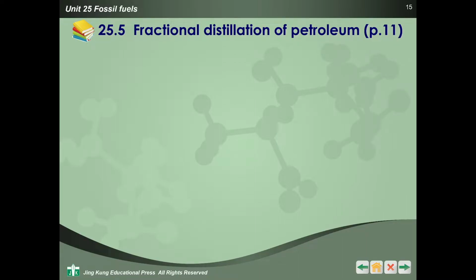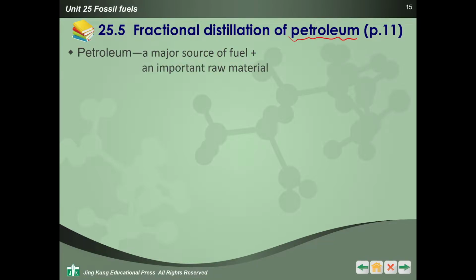In this video, I'm going to introduce to you the concept of fractional distillation. In the previous videos, I mentioned that of course there are three major sources of fossil fuels: coal, petroleum, and natural gas. But we'll be mostly focusing on petroleum here. Now, petroleum is a major source of fuel and an important raw material. But as I said, it's not really useful by itself.